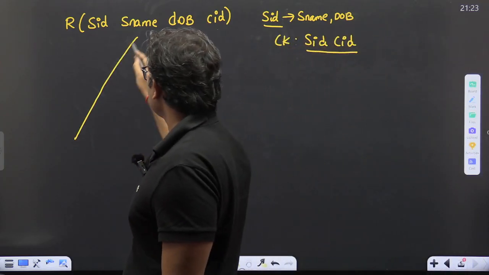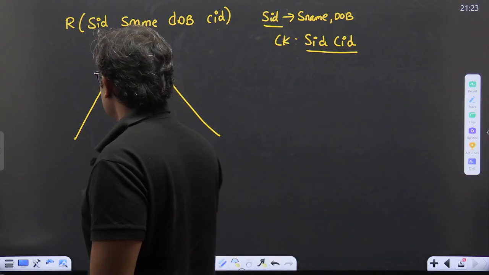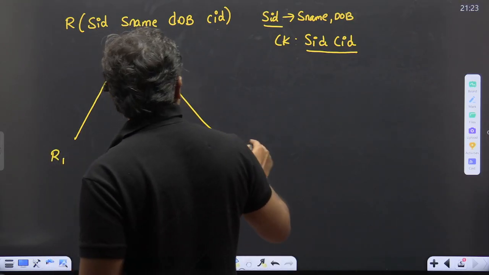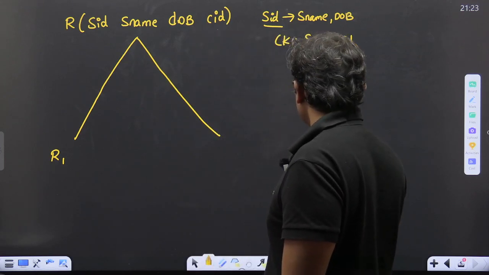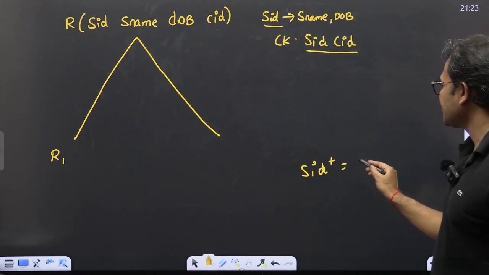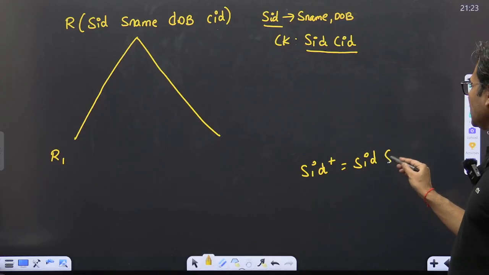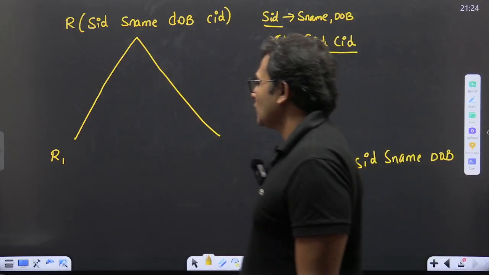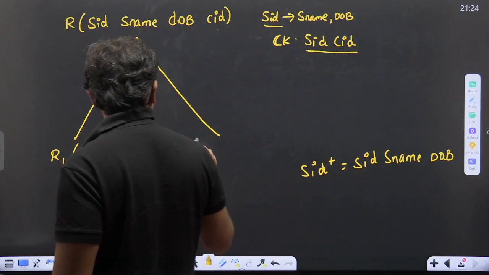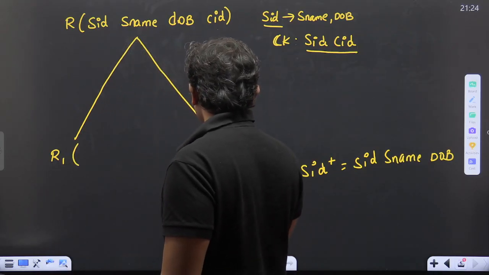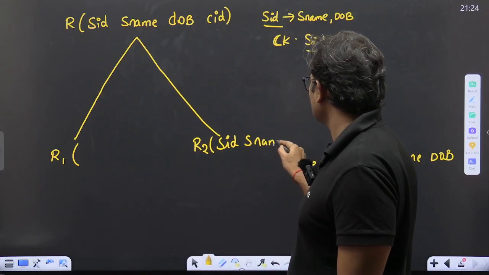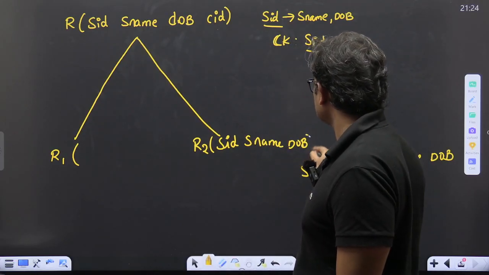So we are going to decompose the table like this. So R1, we are going to find out SID plus, okay? SID plus is going to be SID, SNAME and date of birth, right? So in one of the tables, let us say in R2, we are going to put this. You can put in R1 or R2, not a problem. SID, SNAME and date of birth, right?